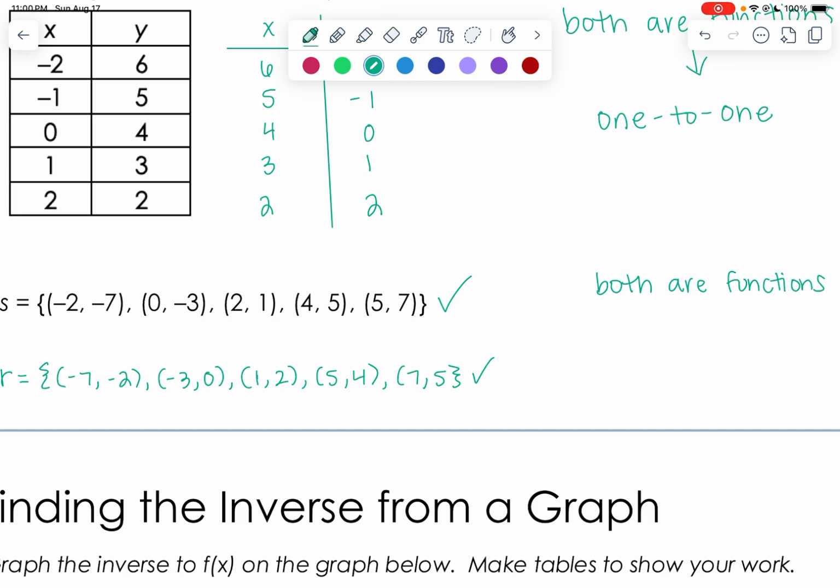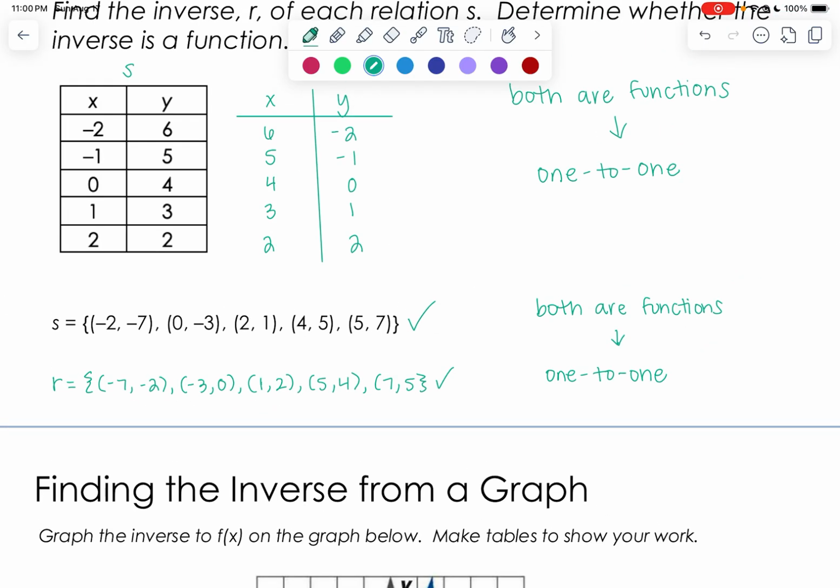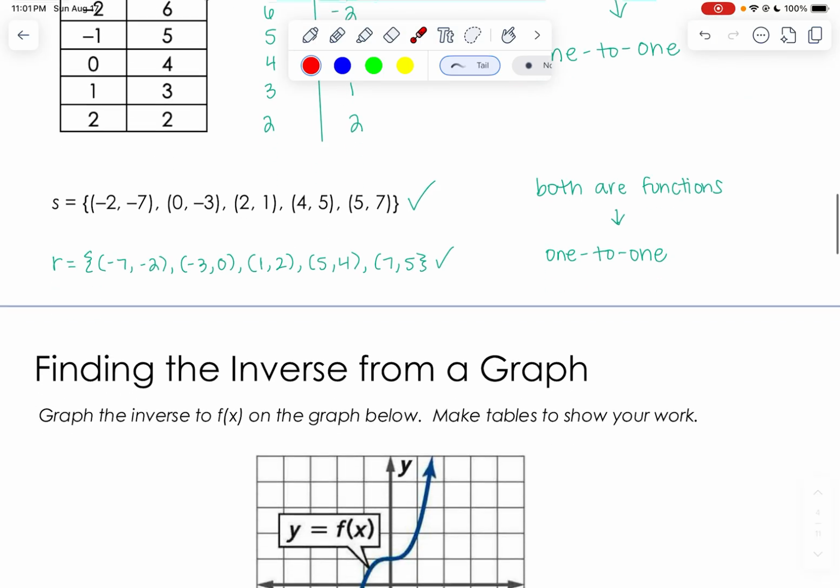Meaning this is 1-to-1. So hopefully you're seeing now that if every input has one output and if every output has one input, then both of them should be functions, meaning they're 1-to-1 and our inverse will exist. Okay, now how do we check that on a graph?